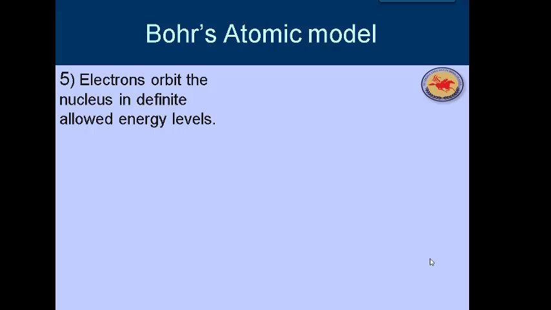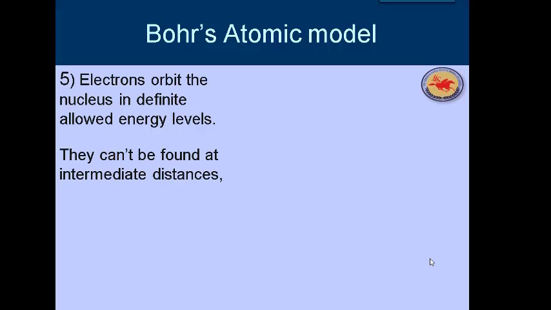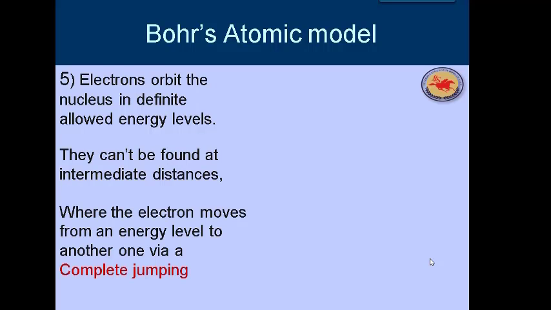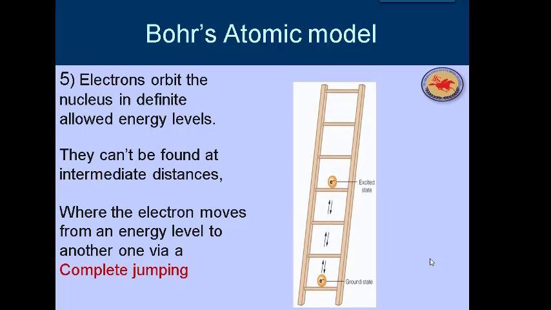Electrons orbit the nucleus in definite allowed energy levels. They can't be found at an intermediate distance between two energy levels, where the electron can move from one energy level to another via a complete jump, meaning in one step. If an electron wants to move from the ground state to the fourth energy level, for example, it can do it through a complete jump, or in one step.